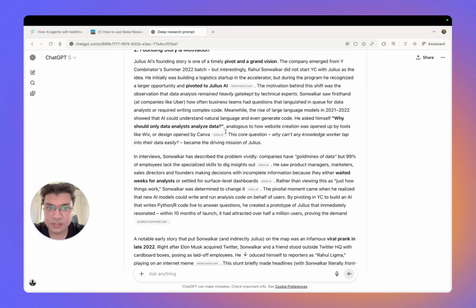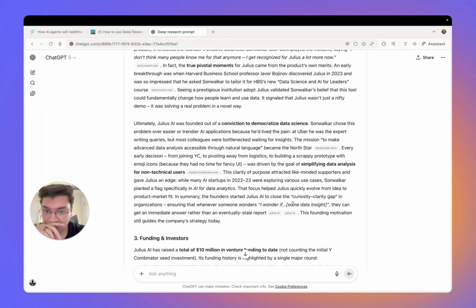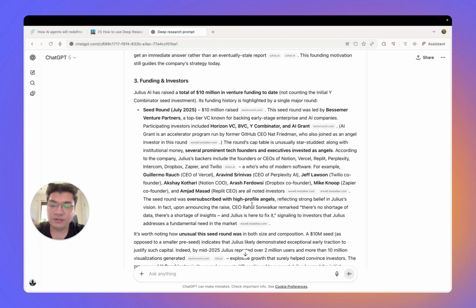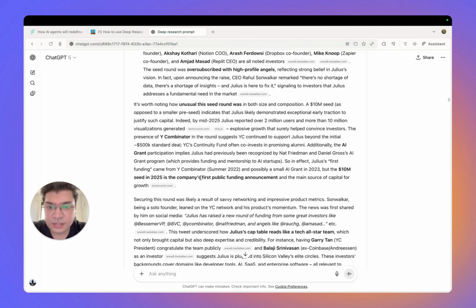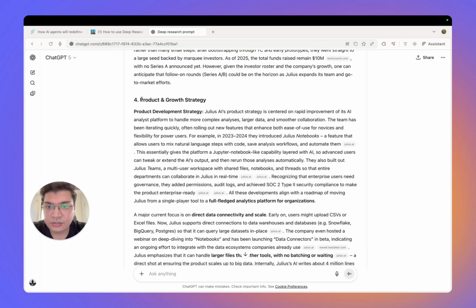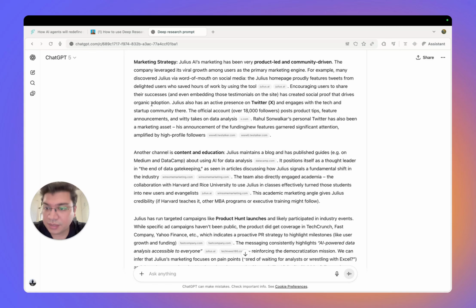So who is the founder, how the company started, how they got into YC, and what exactly their goal has been. Their goal is to simplify data analysis for non-technical users. Then, what kind of funding and investors have they had? Horizon VC, 8VC, Y Combinator, and AI Grant. These were part of the investment round that they had. Then product and growth strategy: their product development strategy and their current marketing strategy.